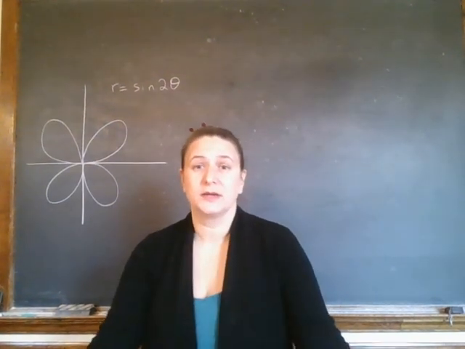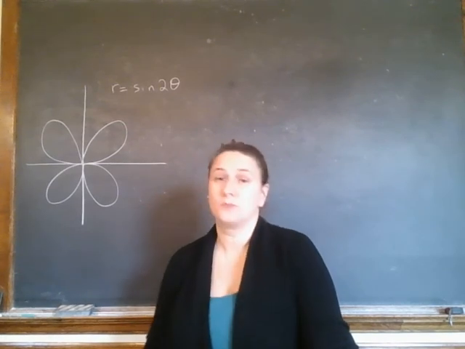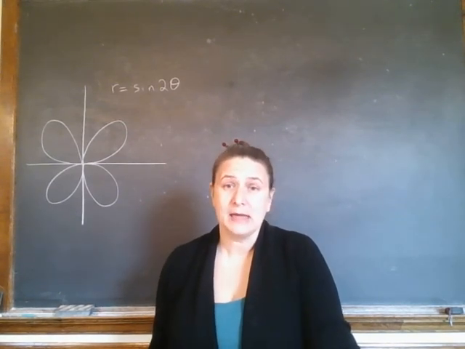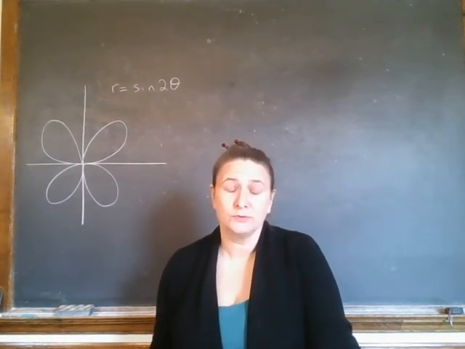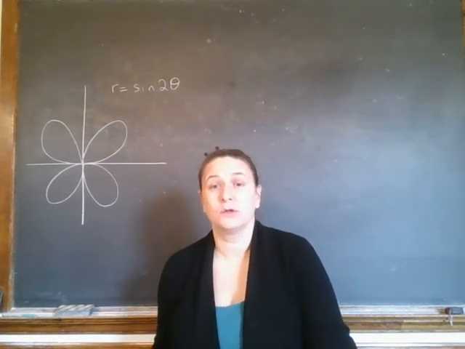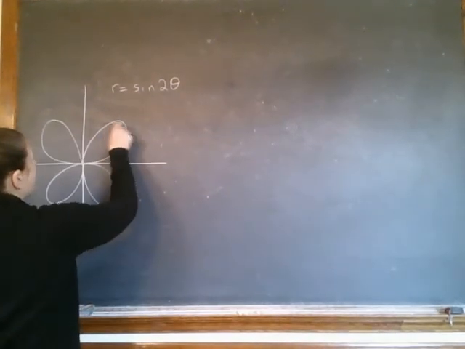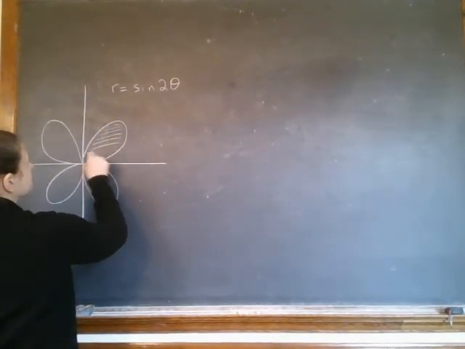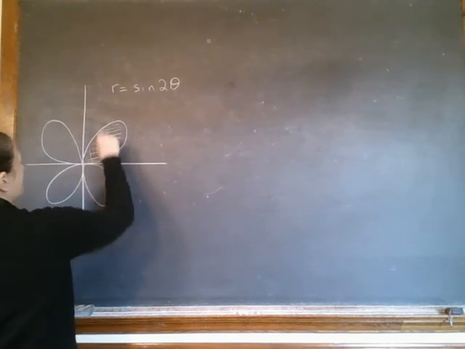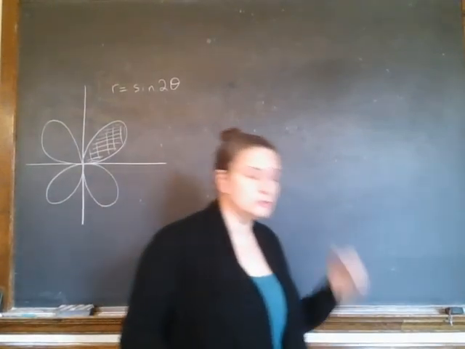So in the previous video, we graphed a bunch of curves. This was one of them, the four-leaved rose. And in this video, we're going to show how to answer questions like, what is the area enclosed by one leaf of the rose? So in other words, I want to find the area enclosed here. Okay? So how am I going to do that?